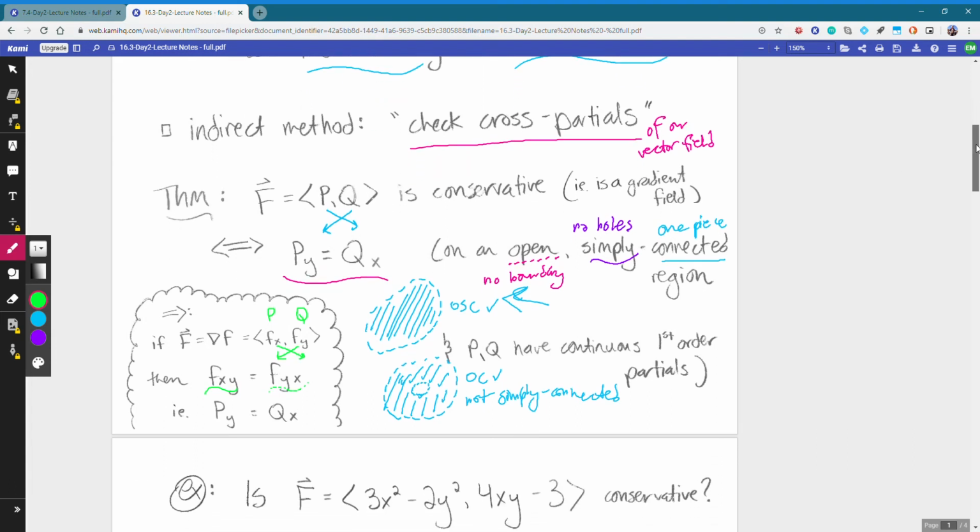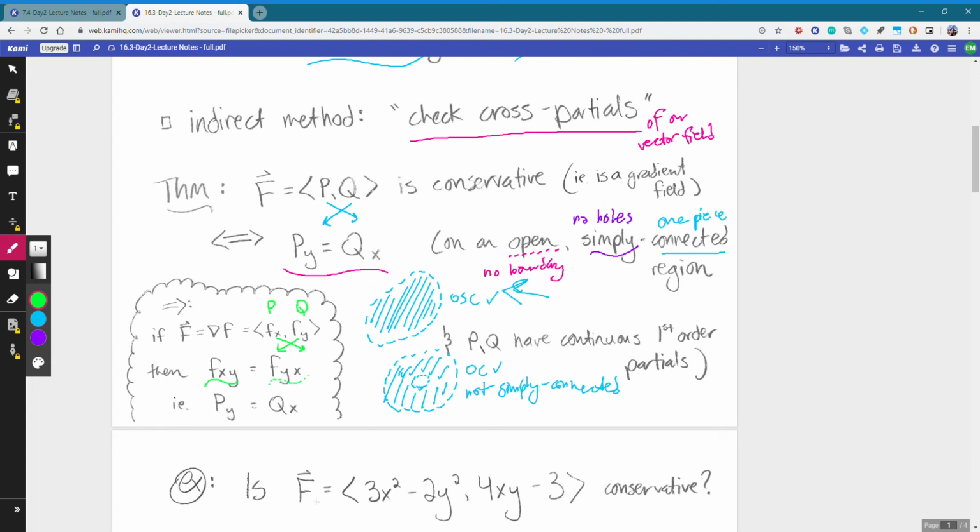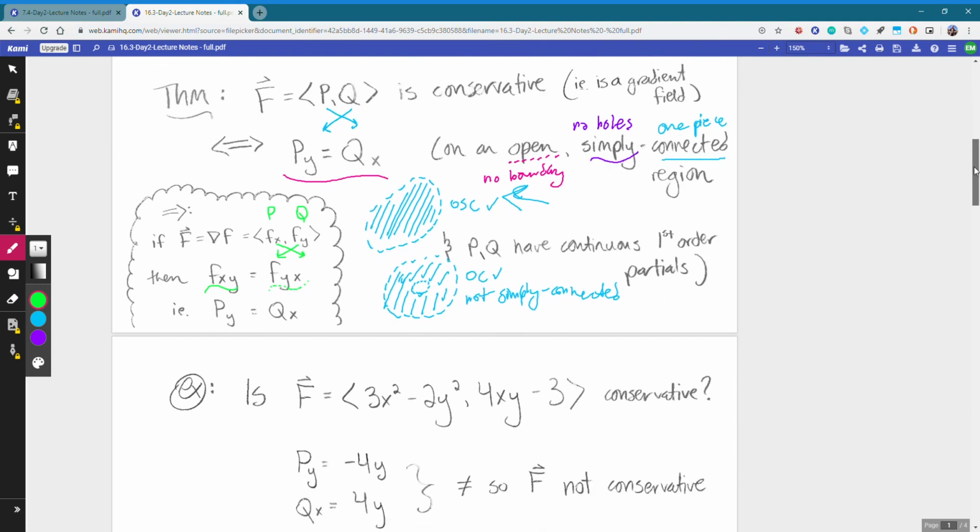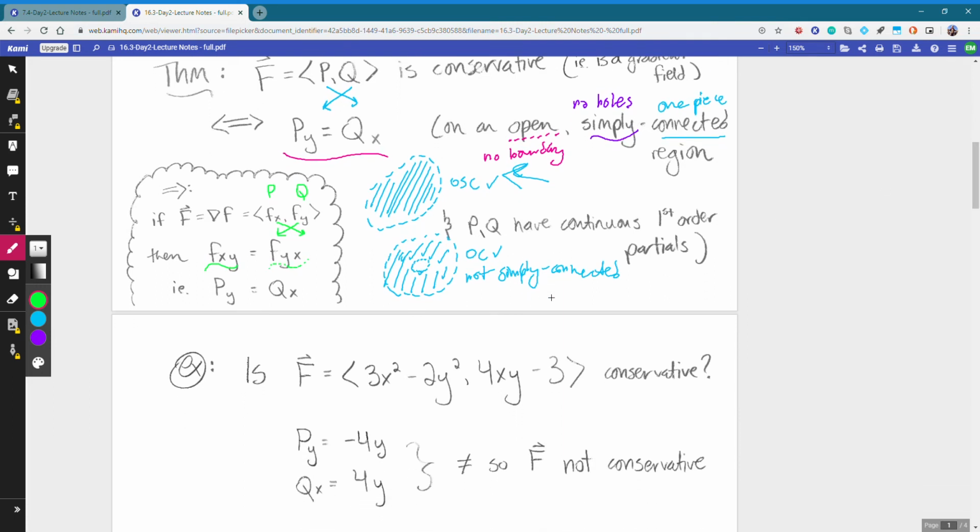And so, for example, if we just get handed a vector field here, we can ask, is it conservative? Well, we can go ahead and check the cross partials. And if you haven't done that yet, go ahead and pause the video and take just a minute and see what you get. All right. Well, let's see what we get here.